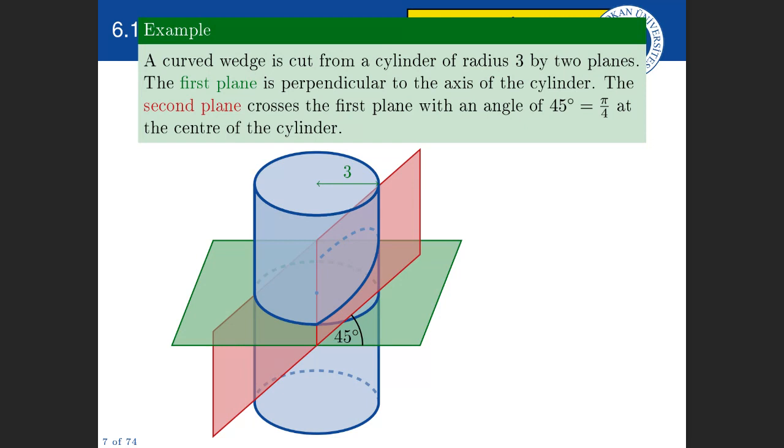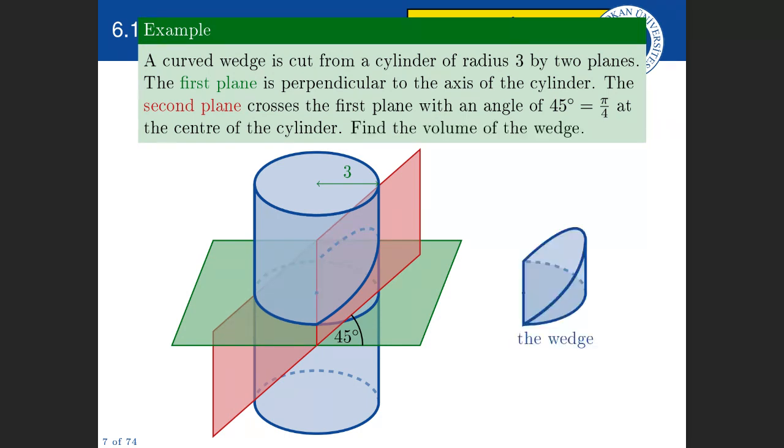So imagine cutting our cylinder with a knife which moves along these planes. We're going to obtain this object which we're calling a wedge. And then the question says, find the volume of the wedge.